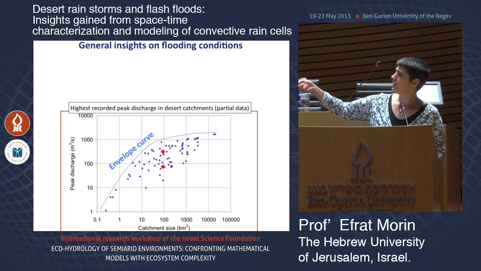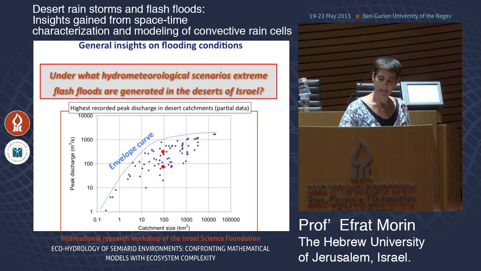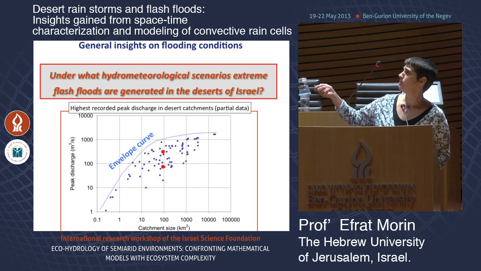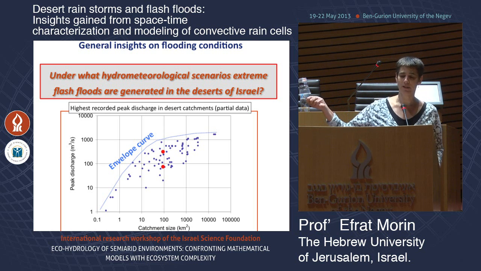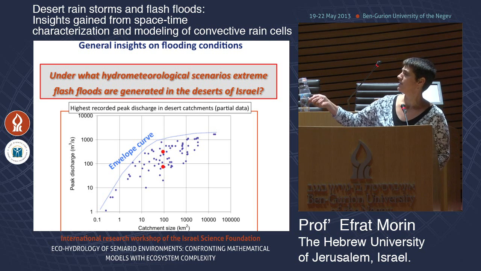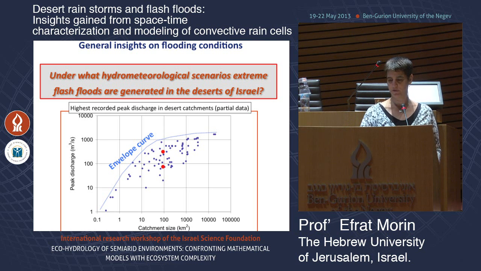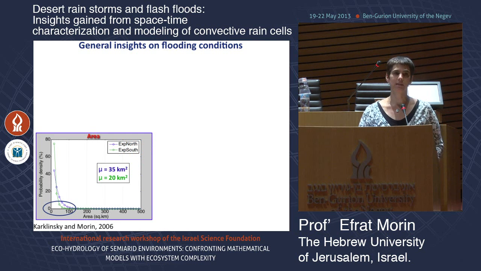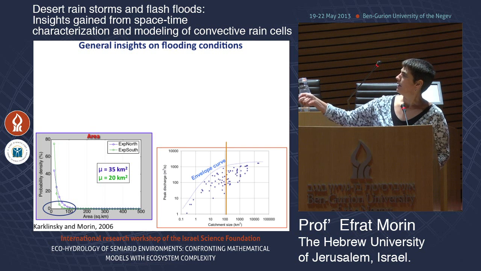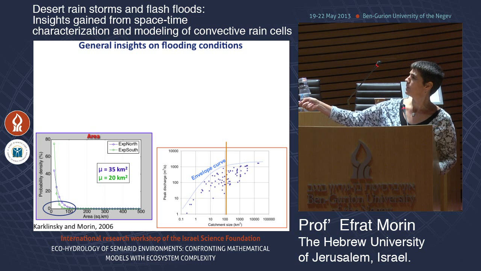We're just getting it closer to the envelope curve. And more general questions related to this is under what hydrometeorological scenarios extreme flash floods are generated in these desert areas. So we think, and I will not show it here, but we did quite a lot of analysis of other events. Actually, we think this is the scenario that is responsible for many of these points smaller than 100 square kilometer catchment.